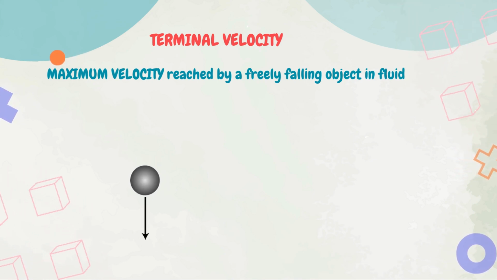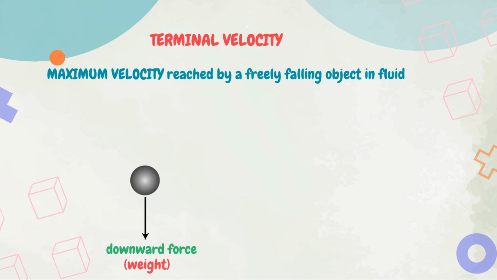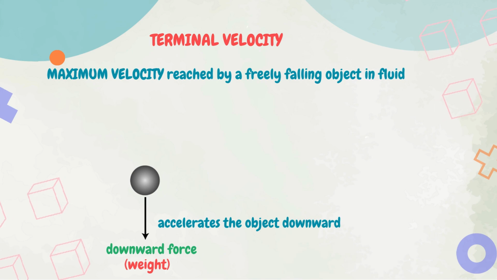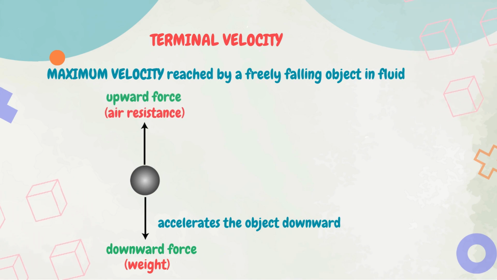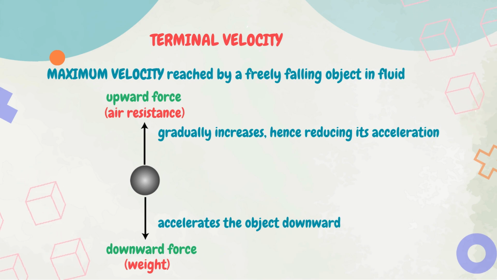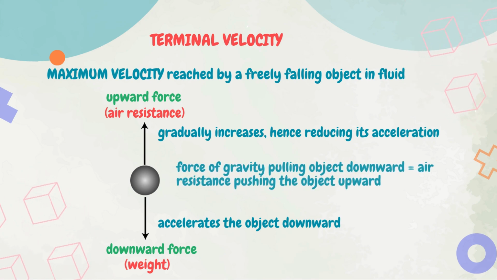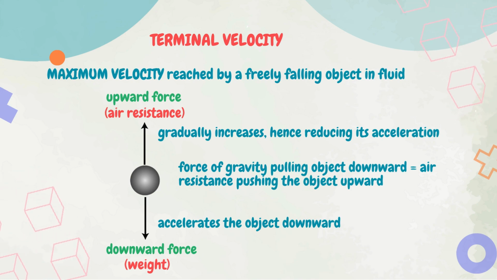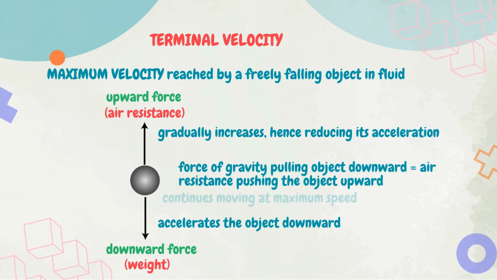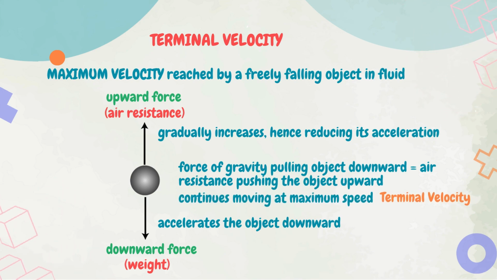When an object is freely falling, the downward force or weight of an object accelerates the object downward due to the force of gravity. Initially, the object is not affected by the air resistance. As the object continues falling, the upward force or air resistance gradually increases, hence reducing its acceleration. Finally, the force of gravity pulling the object downward equals the air resistance pushing the object upward. In other terms, the downward force equals the upward force. At that point, the object ceases to accelerate but continues moving at a maximum speed called terminal velocity.